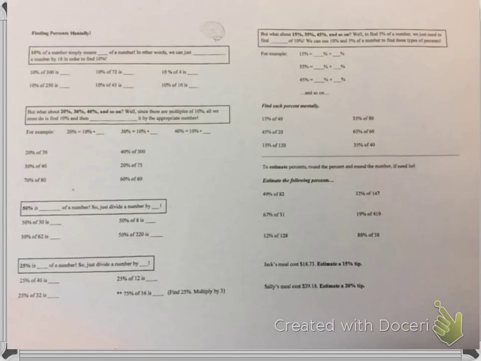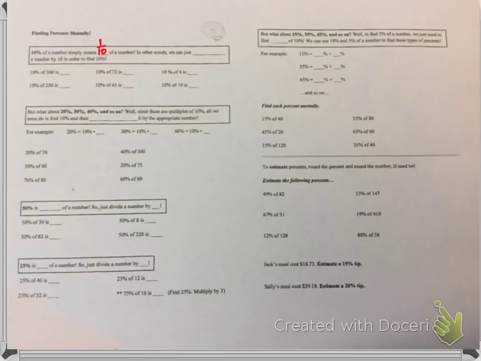Here we go. We're going to practice all these different ideas, but if we understand the numbers we were just talking about, this is going to go by so fast. So 10% of a number simply means 1/10 of a number. So 1/10 goes there. In other words, we can just divide a number by 10 in order to find 10%.